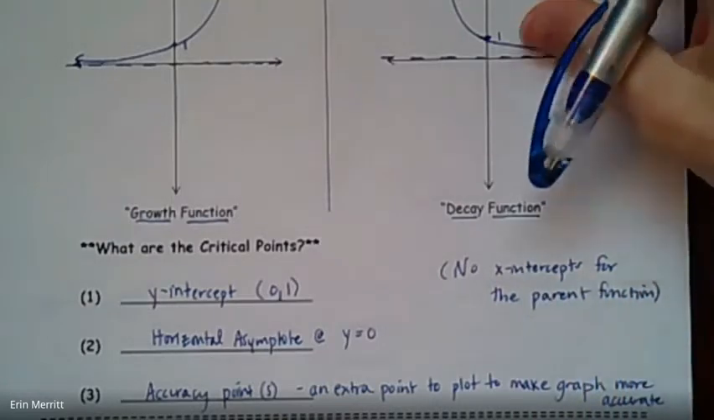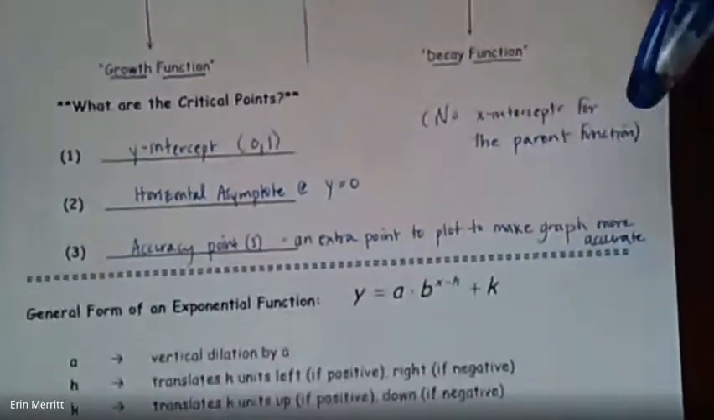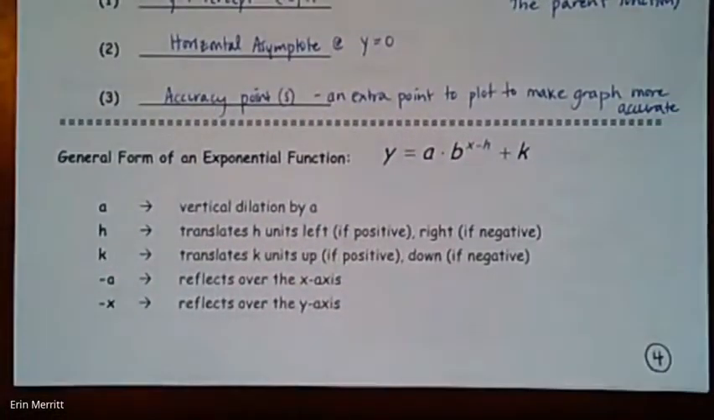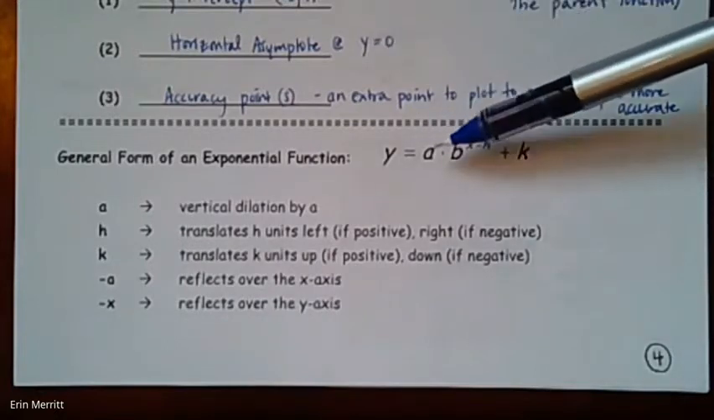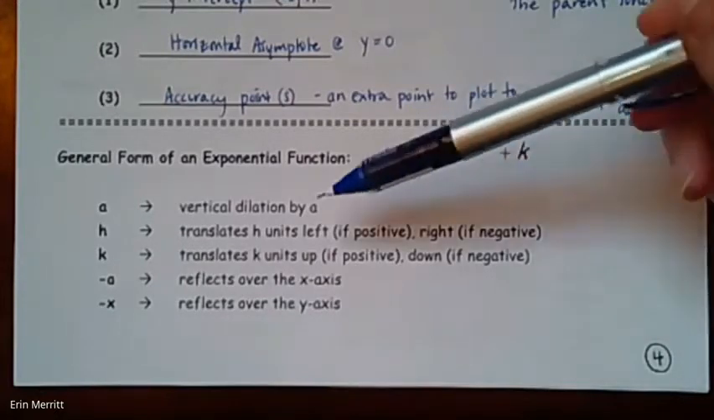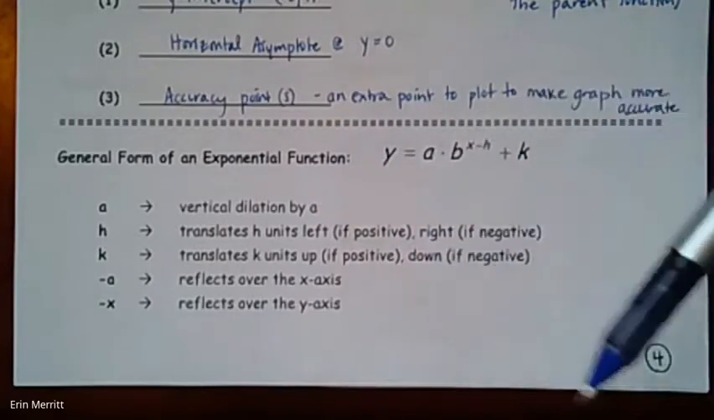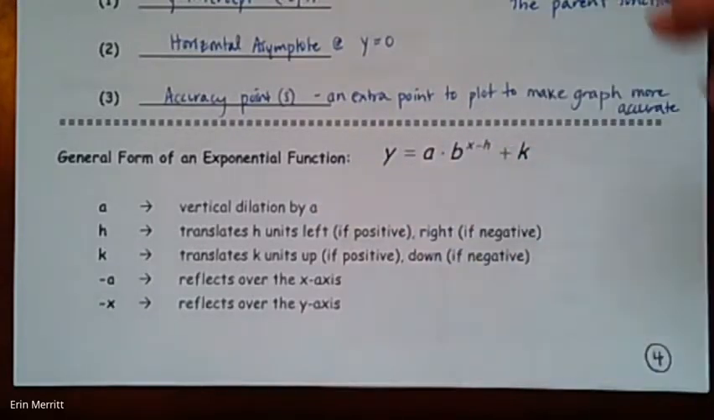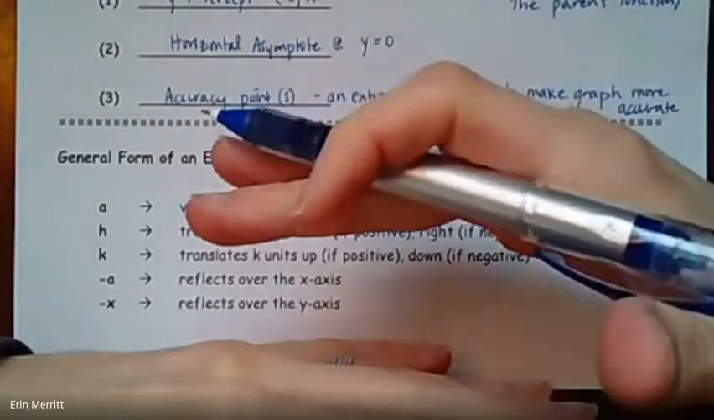Now at the bottom of the page, you're going to see, oh my goodness, all these rules. We did transformations earlier in the year. The idea that when there is a number multiplied in front, that is a vertical dilation, whether it's stretching it out or kind of squishing it, depends on the a value.